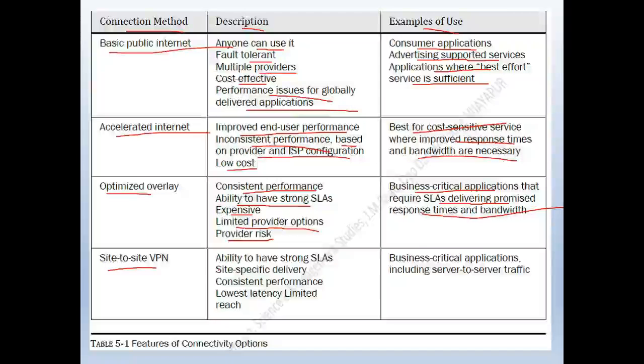And then we have site to site VPN. This has the ability to have strong service level agreements, site specific delivery, consistent performance, lowest latency, and limited reach. This directly uses your private network for connecting with the providers and directly accessing the services. The confidential data exchanged from one site to another site stays confidential, and no data leakage problem arises. Business critical applications use this, including server to server traffic.